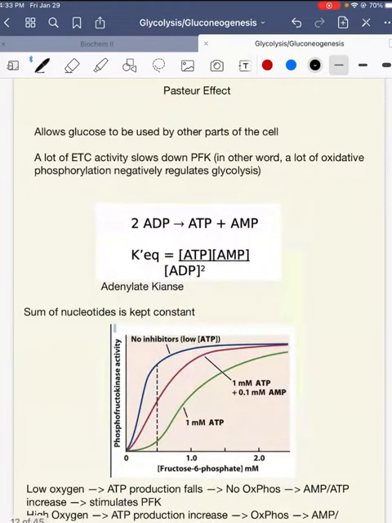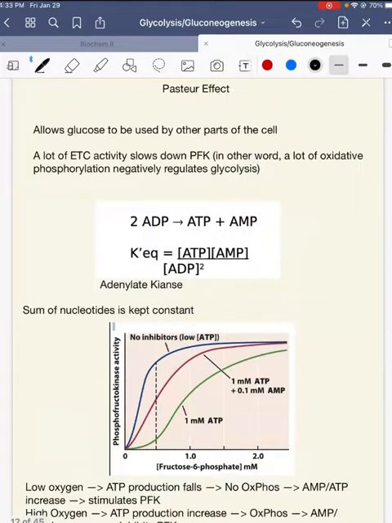Okay, so this is the Pasteur effect. This allows glucose to be used by other parts of the cell. What I mean by this is, the main point of glycolysis is to generate energy for the cell. If we have a lot of ATP and a lot of energy, the cell doesn't want to waste more energy running glycolysis. So it has this system, called the Pasteur effect, which tells the cell if it's in a high energy or low energy state and what the cell should be running.